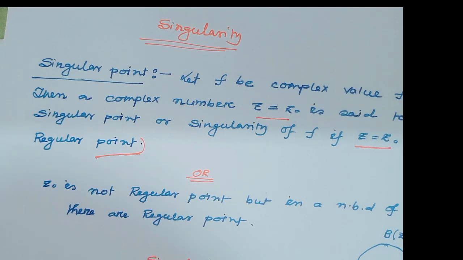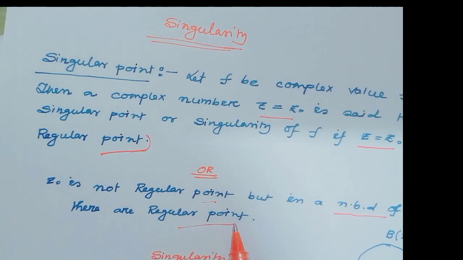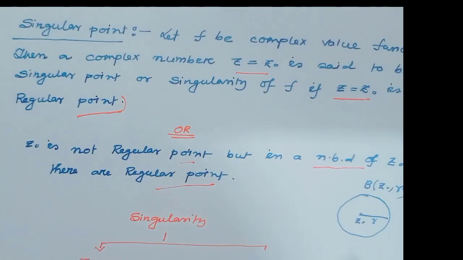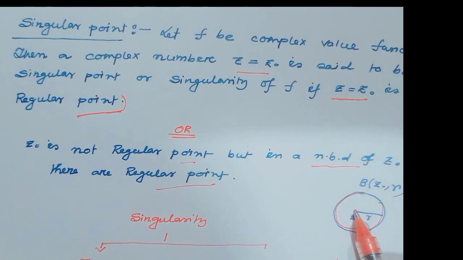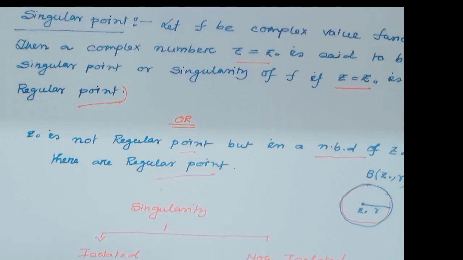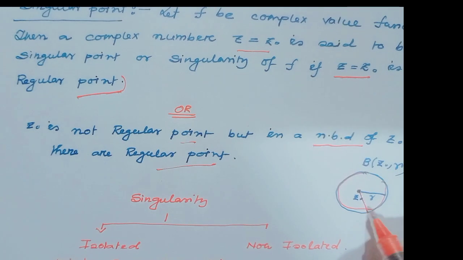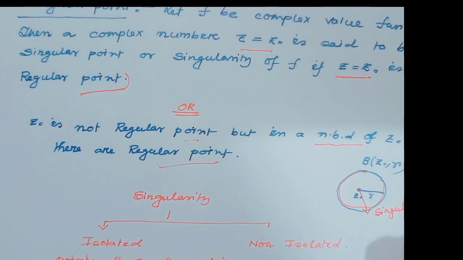Or z naught is not a regular point, but in a neighborhood of z naught there are regular points. That means at z naught the function is not analytic, but in the neighborhood of z naught the function is analytic. Then this point z naught is called a singular point.